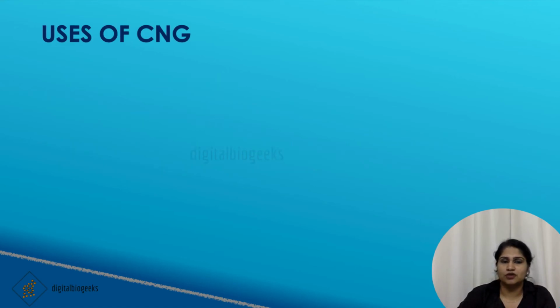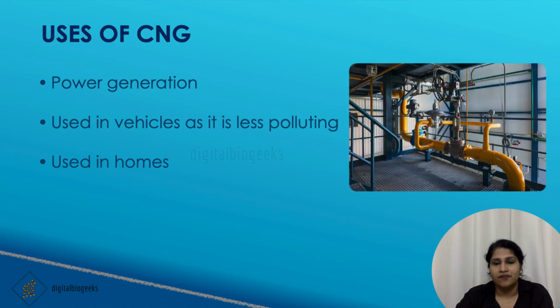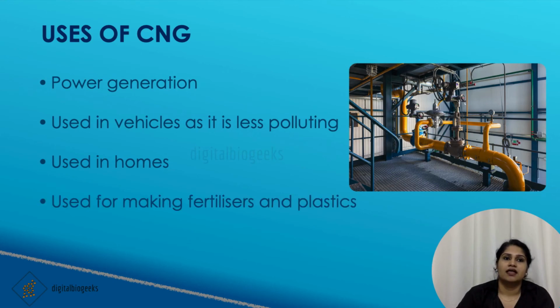Let's see what are the uses of CNG. CNG is used in power generation, and in vehicles as it is less polluting. Nowadays, it is used in our homes. We don't need to store CNG in cylinders like LPG. It can be supplied through pipes to homes and factories. CNG is also used for making fertilizers and plastics.